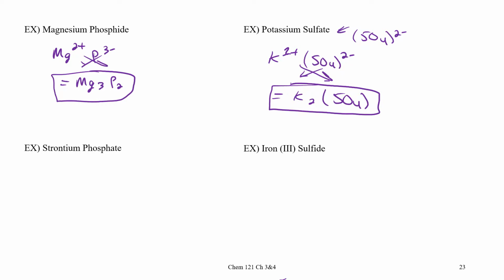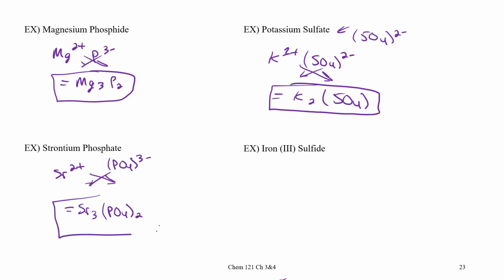So next we have strontium phosphate. Phosphate, if you look back at your polyatomic ions, will be PO4 3-. And for strontium, we have Sr2+. If we cross our charges, since they're not 1-to-1, we get Sr3(PO4)2. And that would be your answer.